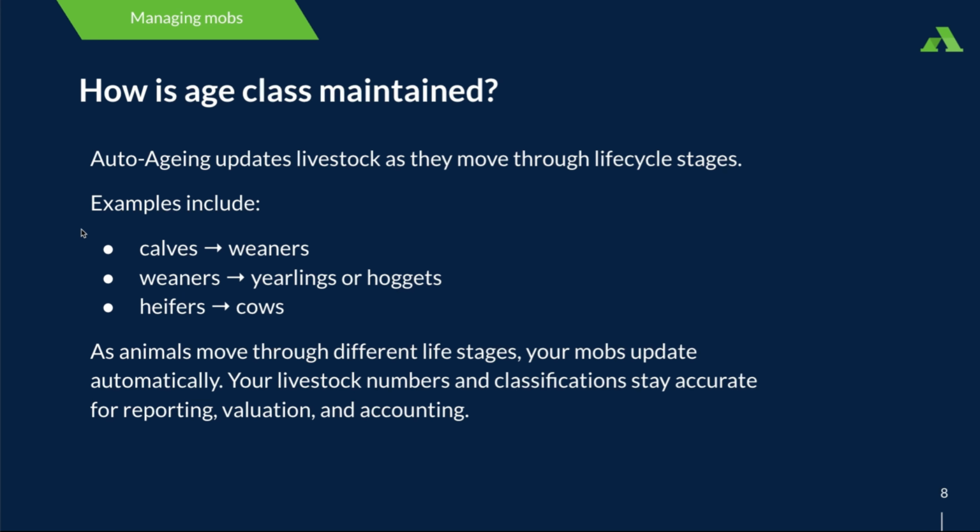How is age class maintained? Auto-aging updates livestock as they move through life cycle stages. Examples include calves going to weaners, weaners going to yearlings or hoggets, or heifers moving to cows. As animals move through different life stages, your mobs update automatically. Therefore, your livestock numbers and classifications stay accurate for reporting, valuation, and accounting.